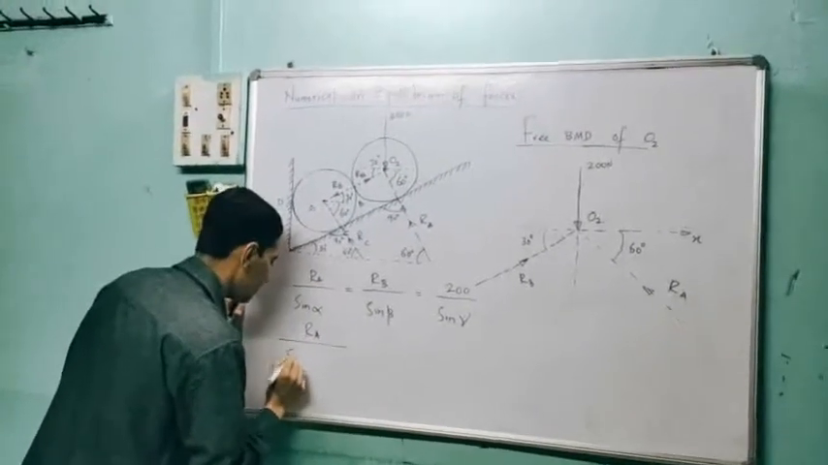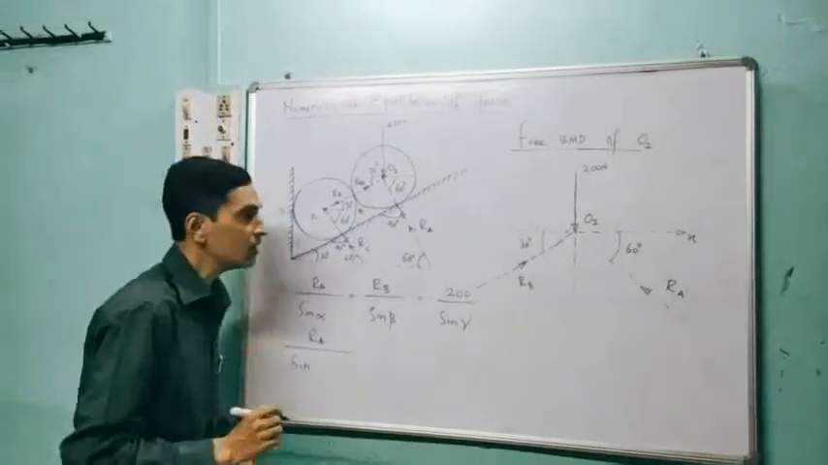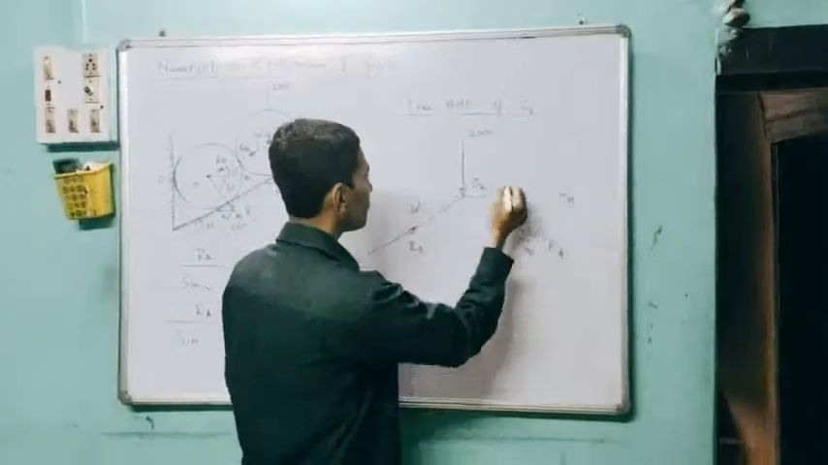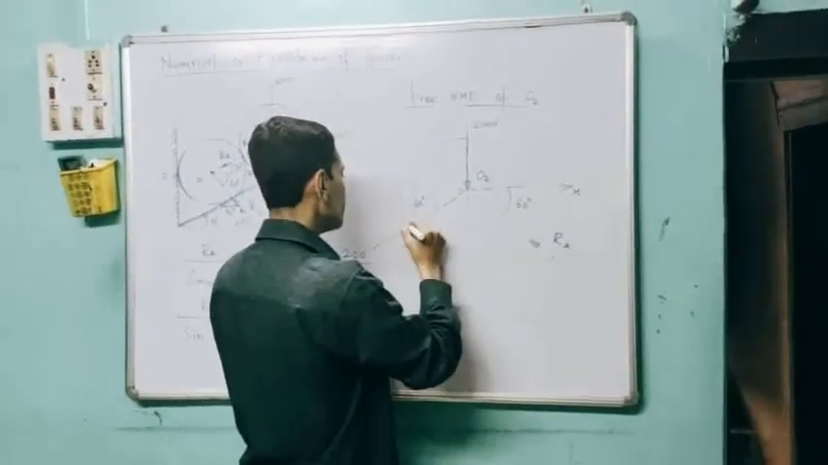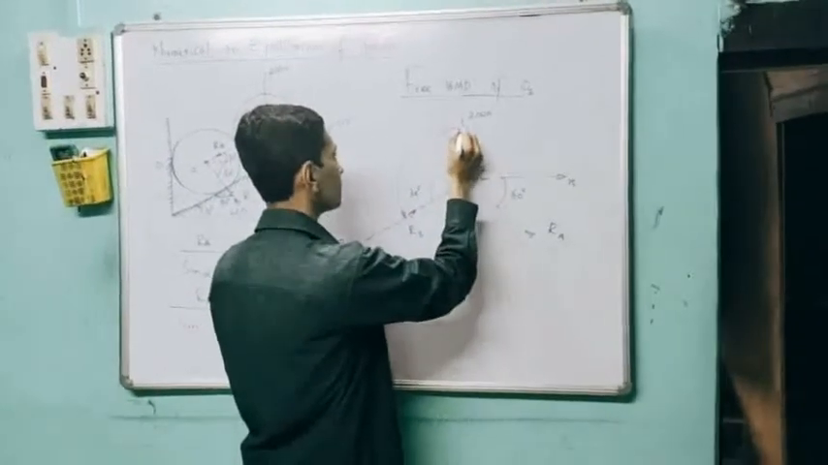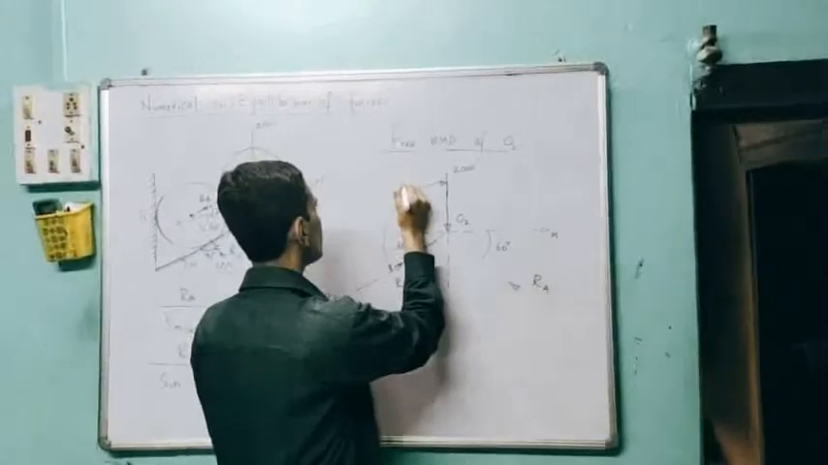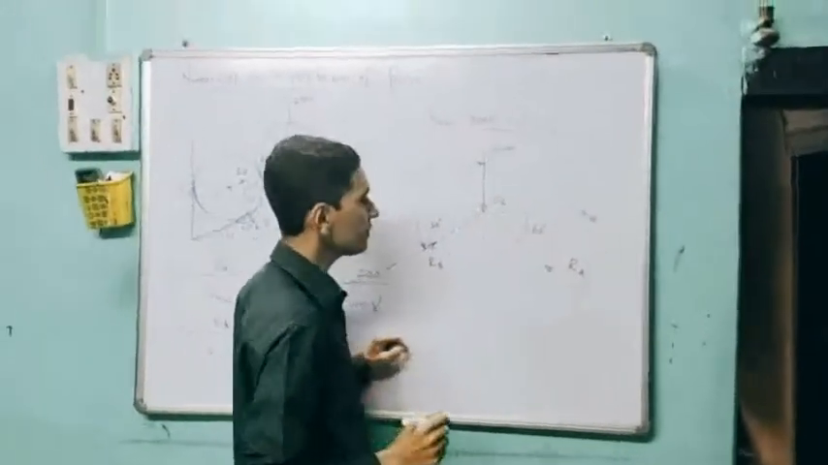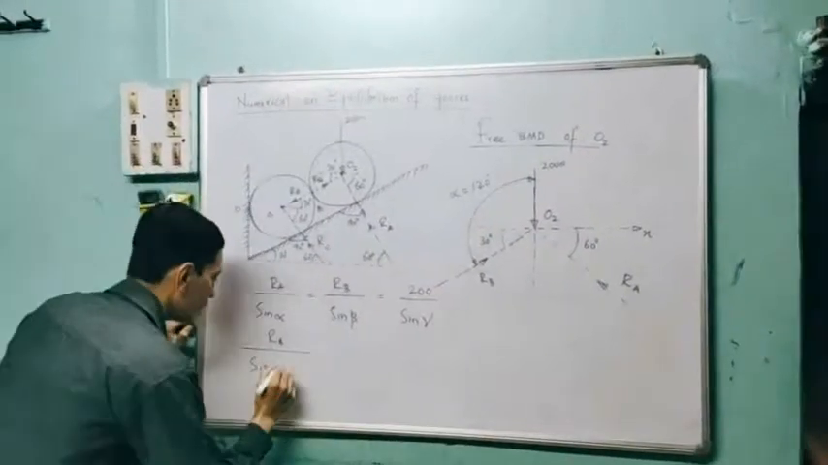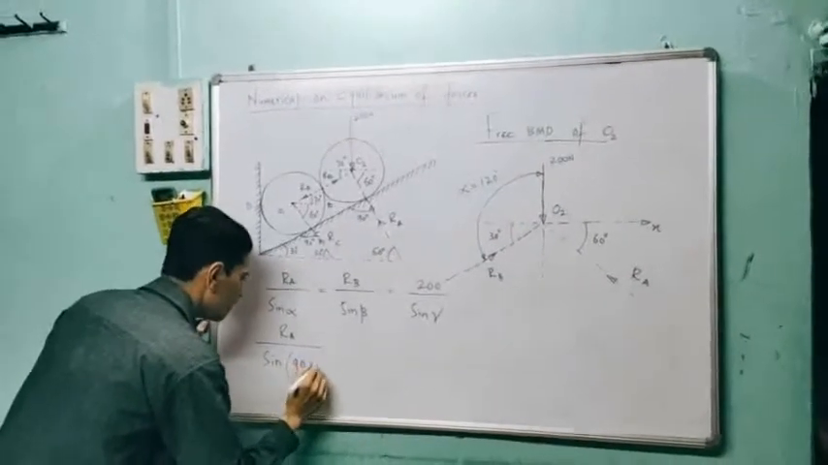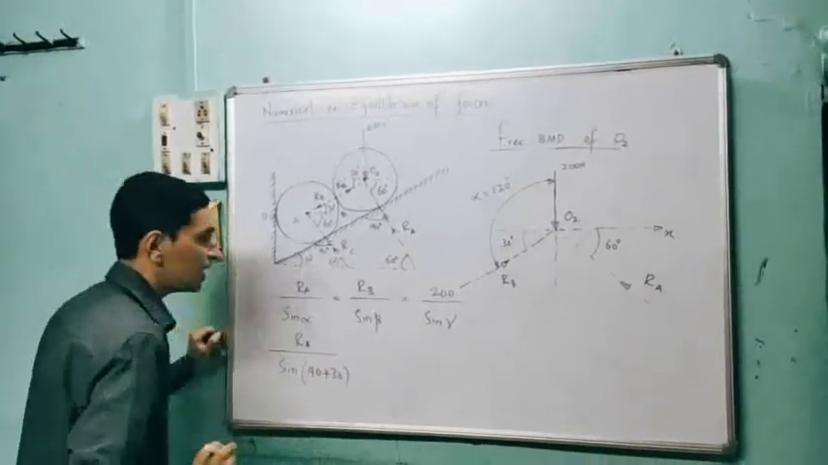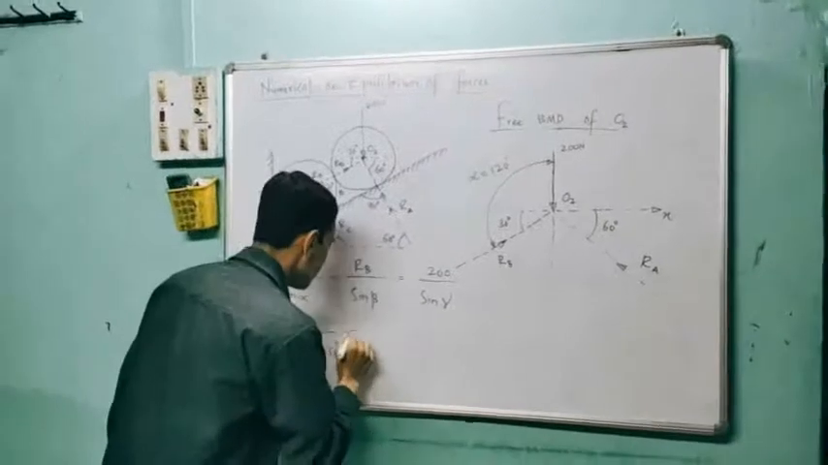RA divided by sine of alpha. What is alpha here? Alpha is the opposite angle of RA between the other two forces, right from here to here. It is measured as 90 plus 30, which gives 120. So that you have to write it with sine 120, is equal to RB.